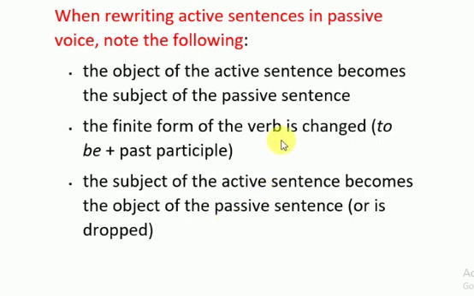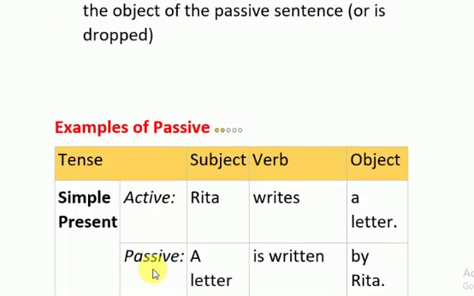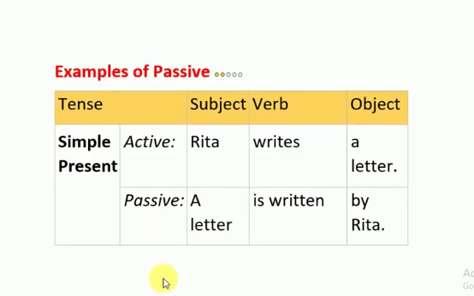Okay, we go back to the same sentence. Emily wrote a letter or writes a letter. This is the active. When we turn it into passive, a letter was written. We can say a letter was written by Emily, or a letter was written, and that's all. So here we can drop it out. So here are some examples of the passive.